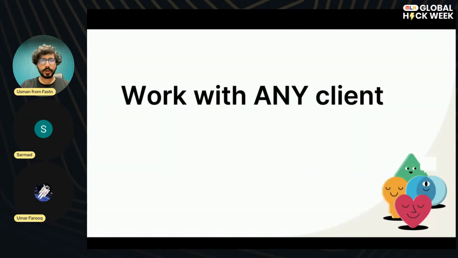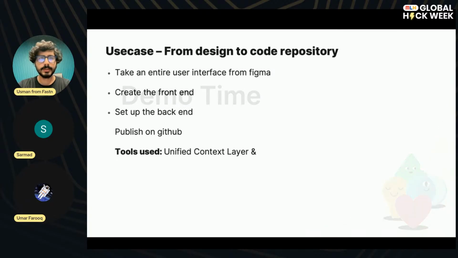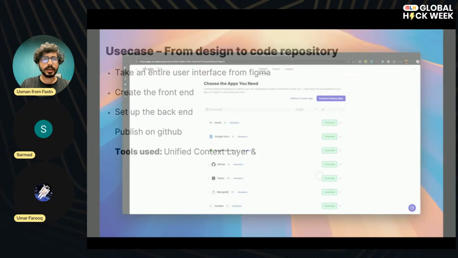So what we are going to do is go into a demo, and this is going to be a live demo, but in case of any technical issues or any concerns, we also have it recorded. So we're going to have a use case. The use case is, how can we take a design, a simple UI interface, and then convert it into code and push it into a code repository. For this, we're going to use the unified context layer and any IDE. In this case, we're going to use Cursor. It's going to create the front end, set up the back end, and publish it on GitHub, right?